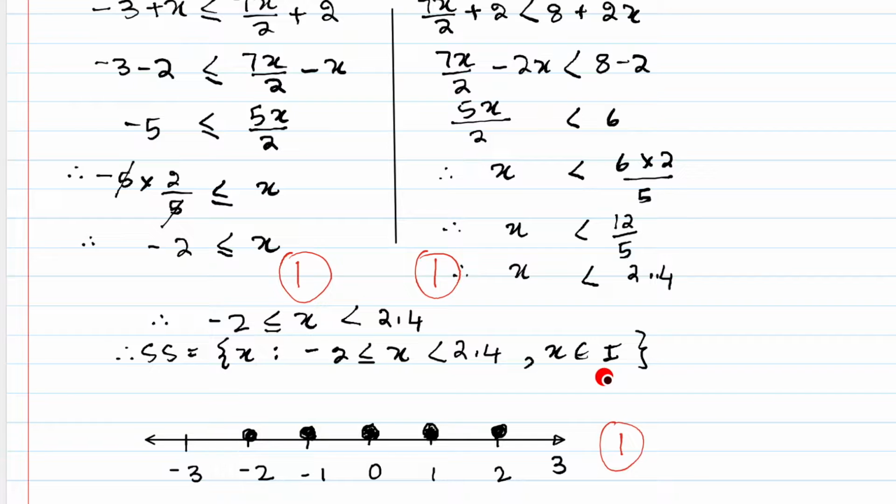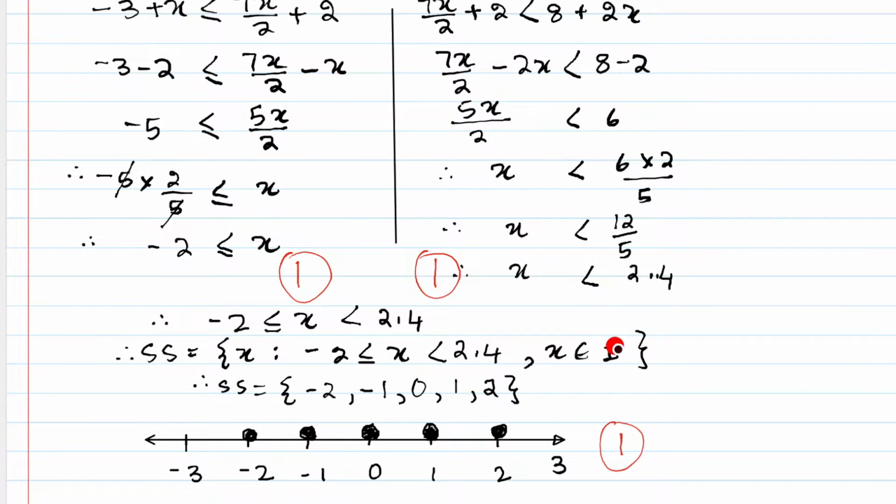Now if it's an integer, it will be equal to minus 2, so we write minus 2 with the shading here. Then we can take minus 1, and then we can take 1 and up to 2. We cannot take this 2.4. So this solution set is to be also written as: solution set will be -2, -1, 0, 1 and 2.